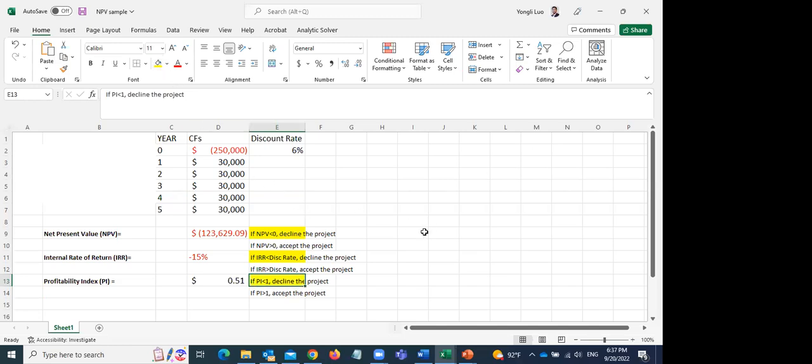Decline the project. So you can just say the formula, this one, for the net present value divided by the negative of the initial investment. Okay, so that's a profitability index.